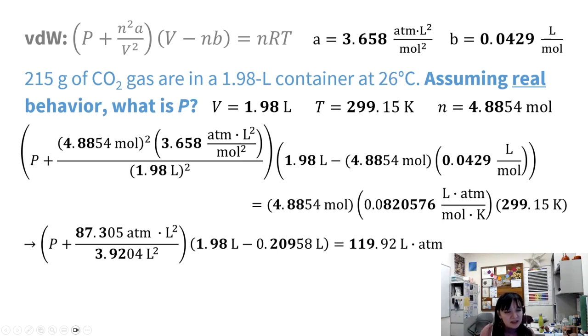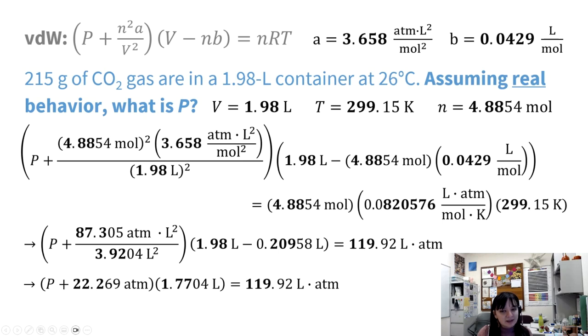Then taking this to the next step, I might try to simplify things down a little bit further and say this fraction here of the 87.3 divided by 3.92 is equal to 22.269 atmospheres. Then, evaluating out the volume minus 0.209 liters gives me now my adjusted or corrected volume as 1.77 liters. And then that right side of the equation is just going to stay the same.